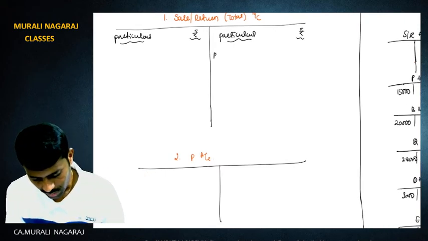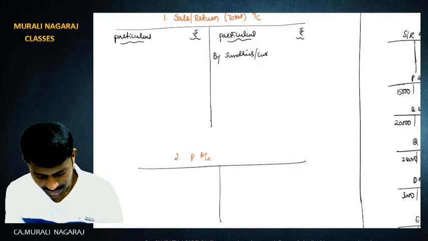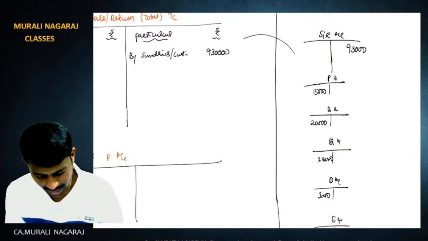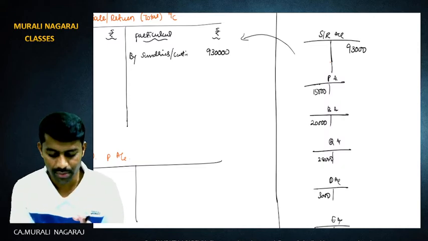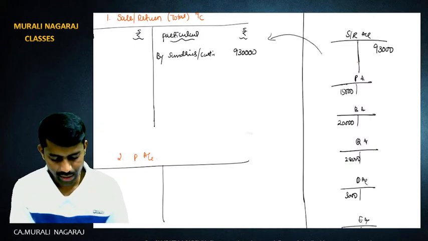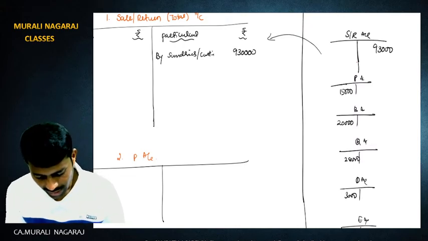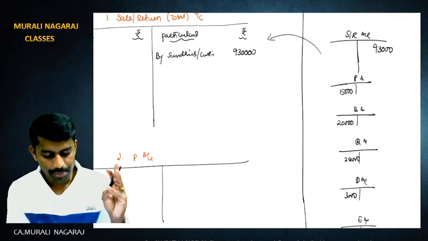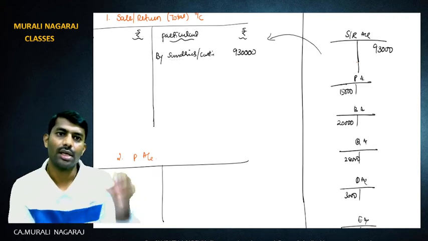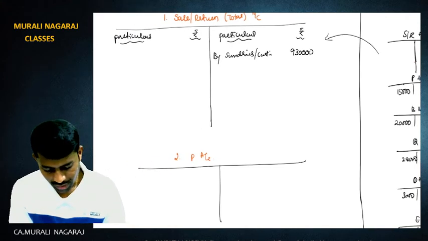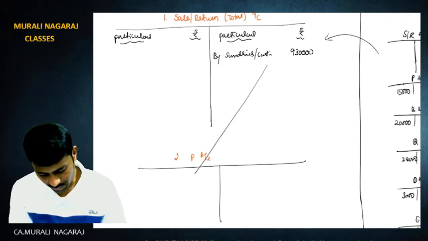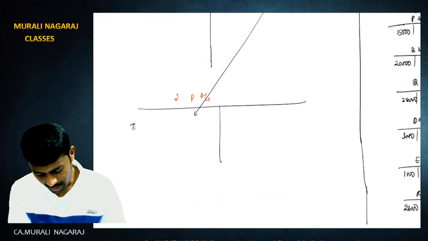Now look here. By sundries or customers, the total 93,000 I will pass. It is nothing but this account I am showing here as a replica. Now look here, in sundries, whatever customers are there, P, B, Q, D, E, R, all the customers are there. Out of that, one of the customers is also called P. So therefore, in the P account, it has been debited to sale or return account.